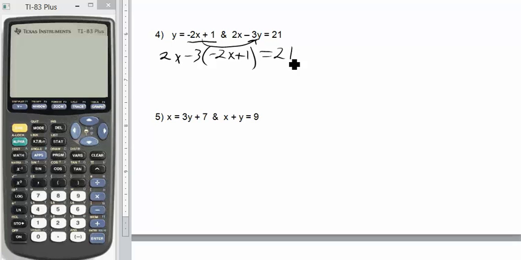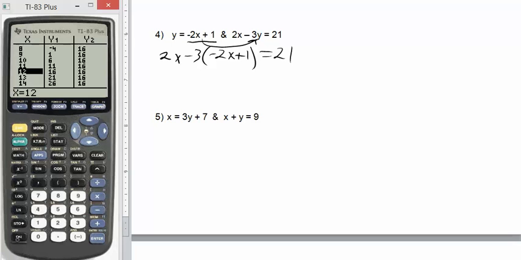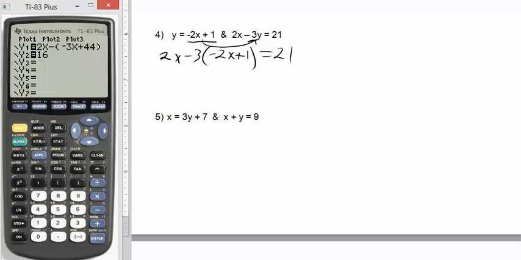And we can solve all this out by hand, and you should be able to do that. And actually, for me, it's faster to solve it by hand than it is to type it into the calculator, but it's up to you. So if you were to type this into the calculator, we would just type all this in: 2x minus 3 times negative 2x plus 1, close my parentheses, and put the 21 on the other side.